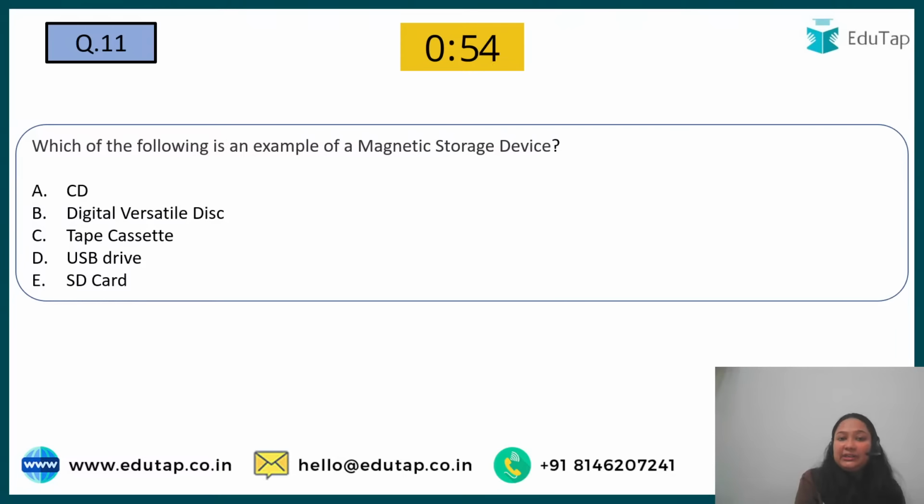CD and DVD, these are optical devices, because here we use some kind of electromagnetic rays. We are not using any kind of magnetic component. You can also check it: you can take a magnet and try to stick it to a CD or DVD. It will not happen. Similarly, USB and SD card, these two components use semiconductor, so these are also not magnetic components. Tape cassette is the only component that uses a magnetic component, and that will be the correct answer.